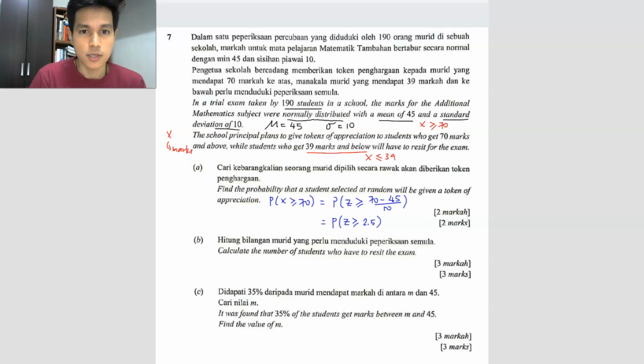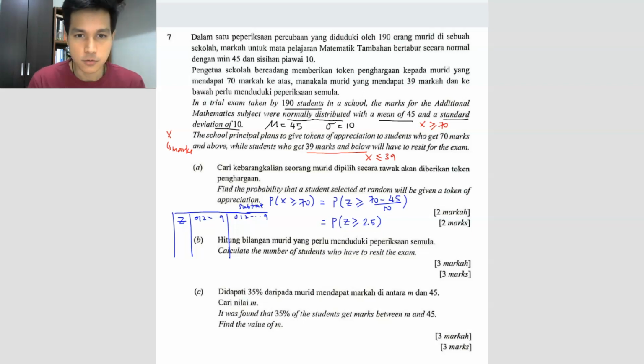So how to use the table, if now you are looking for 2.5? Your table should look something like this. You have your z value, and then you have three main columns: 0, 1, 2, 3, 4 until 9, and here is where you subtract, so here is also 0, 1, 2, 3 until 9. So you are looking for 2.5.